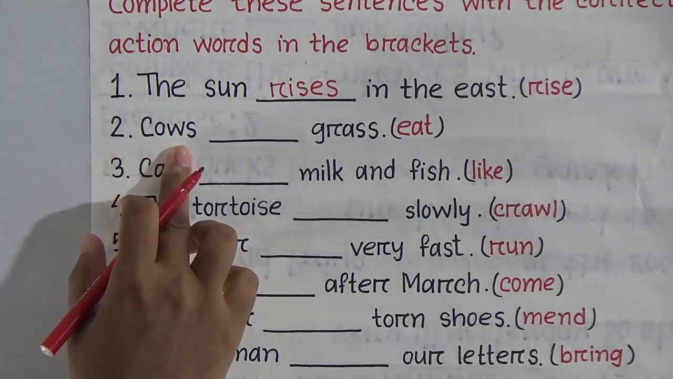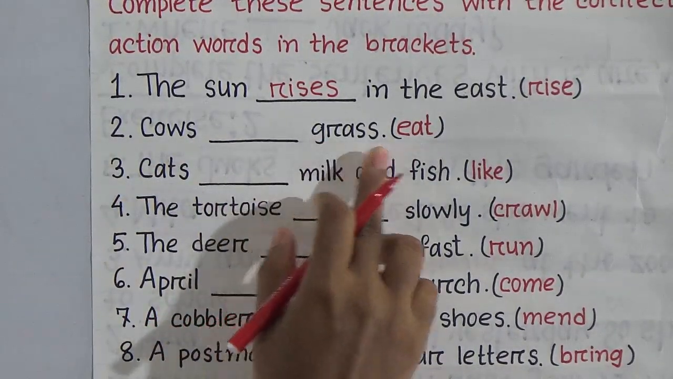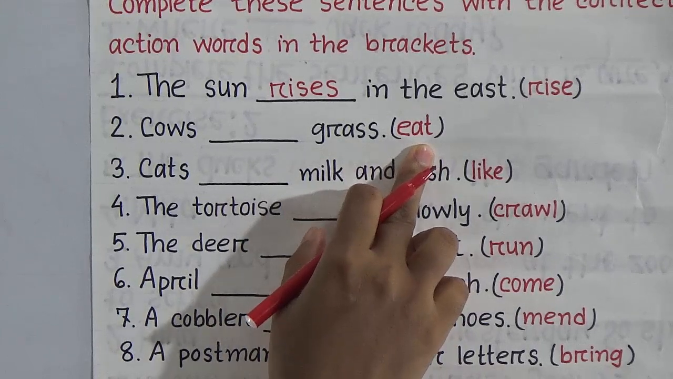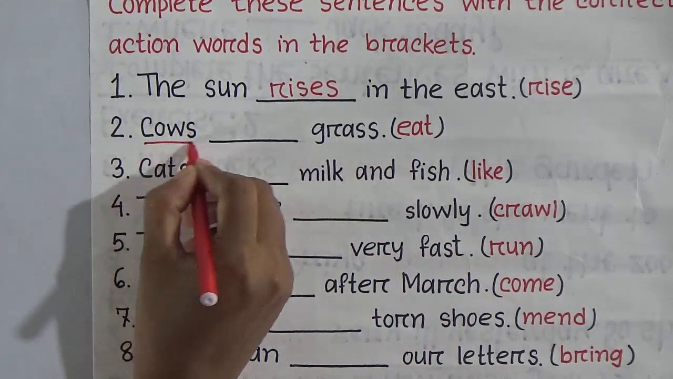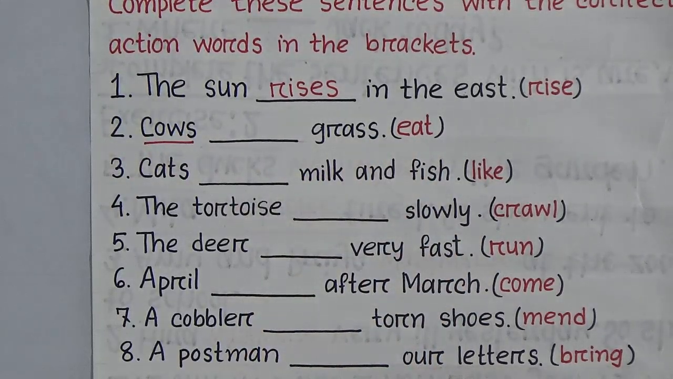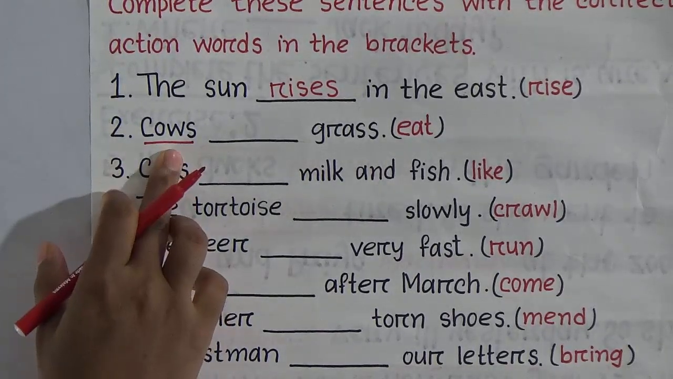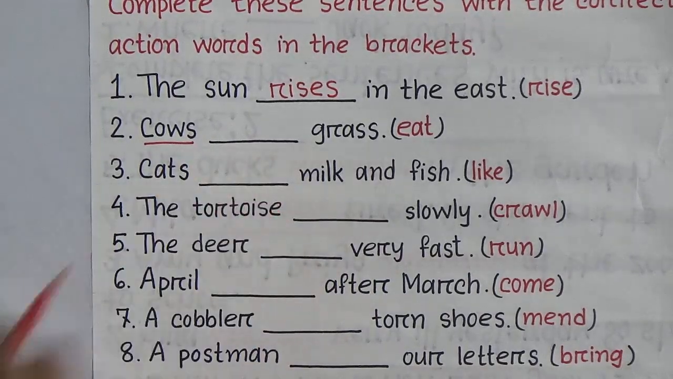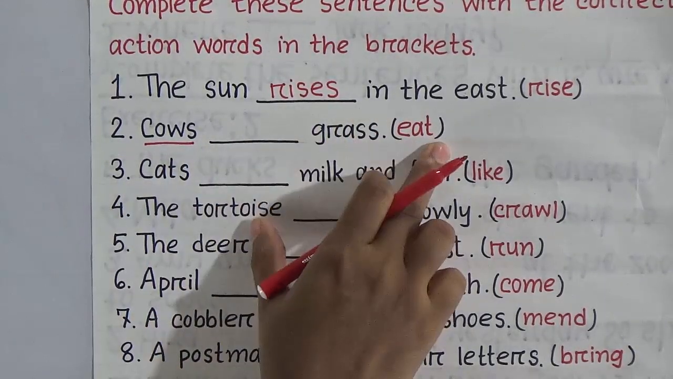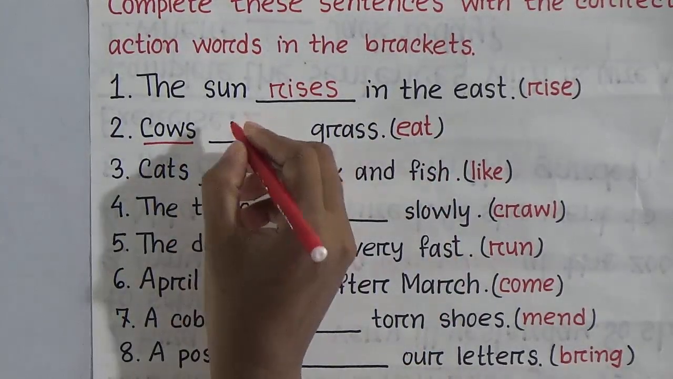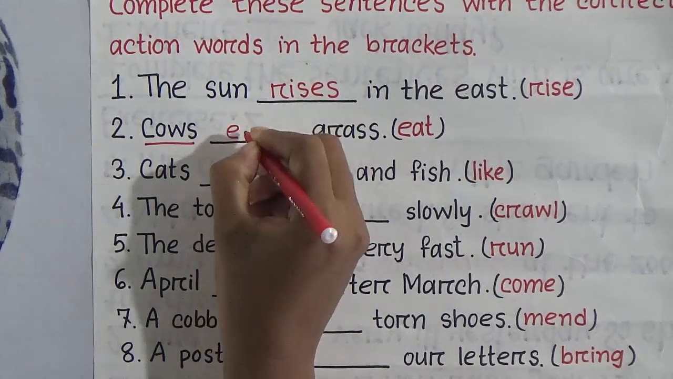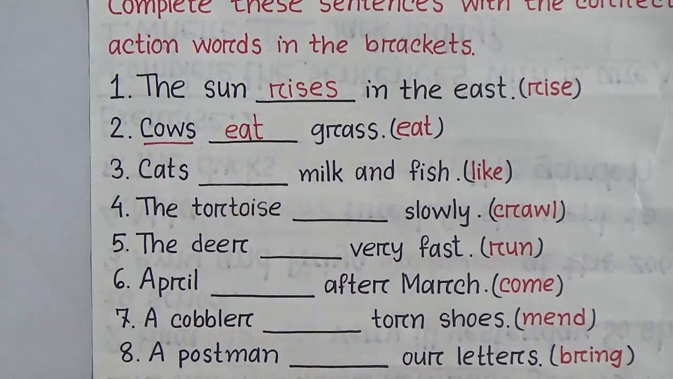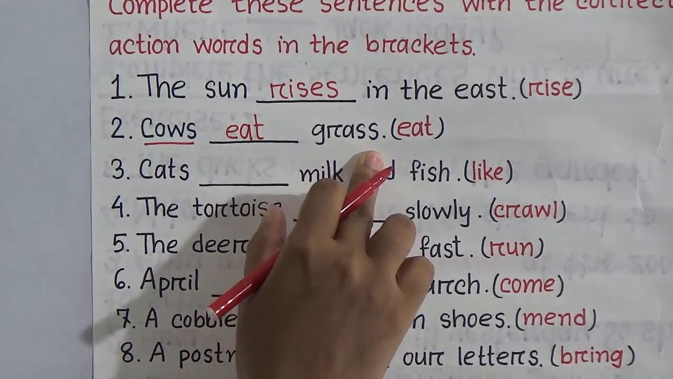Number 2, cows dash grass. The given word is eat. Look here, cows. Is this singular or plural? Can you say? This is plural. So with plural, you have to use a plural verb. That means you can't use s or es. You have to write the root, that means eat. Cows eat grass.